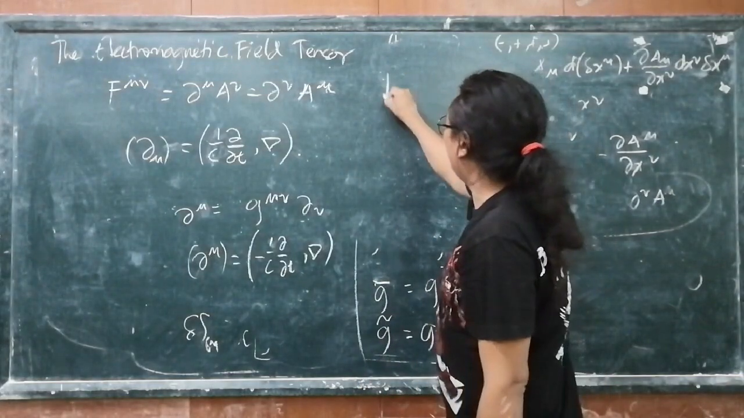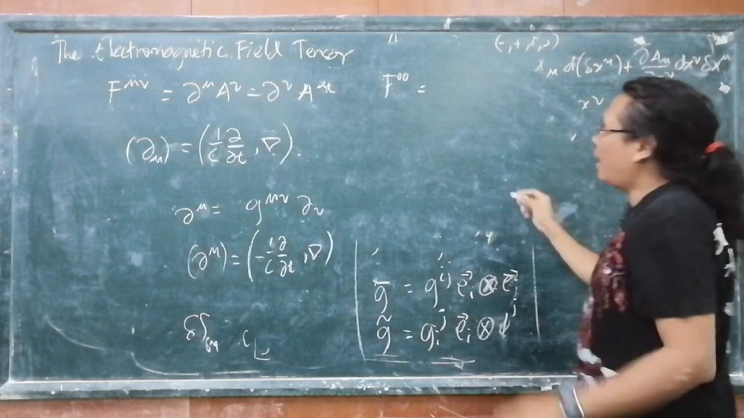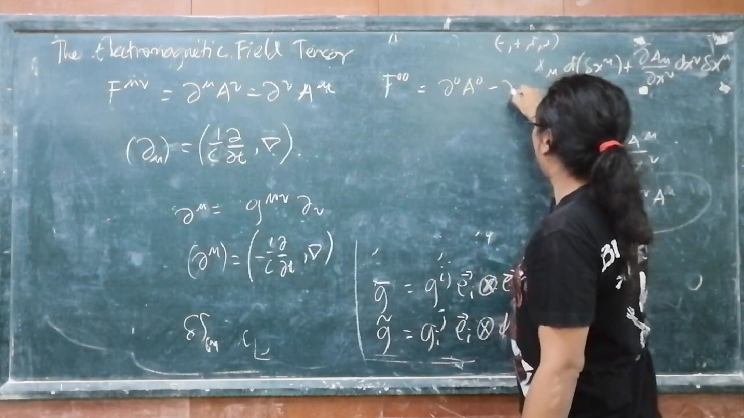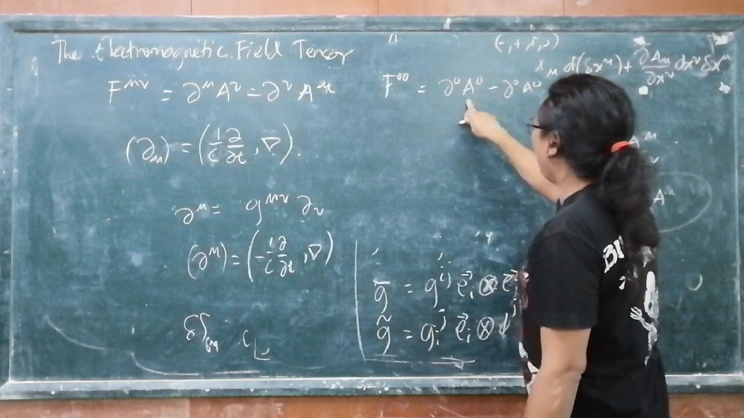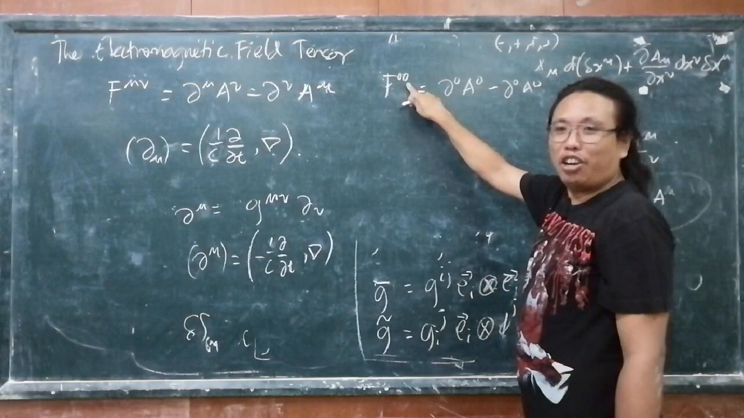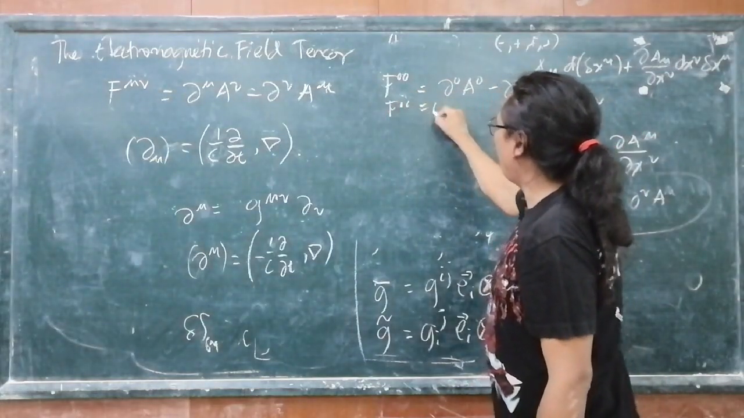Okay, for example, what is F00? This is partial of 0, A0 minus partial of 0, A0. Clearly, this is 0, because they are the same. So all of these diagonal components, F_ii, are equal to 0.